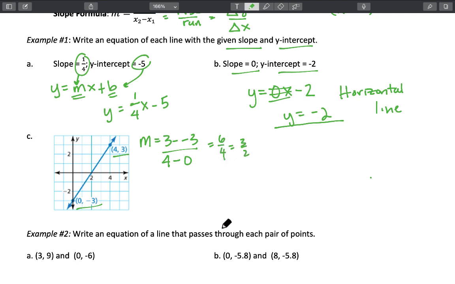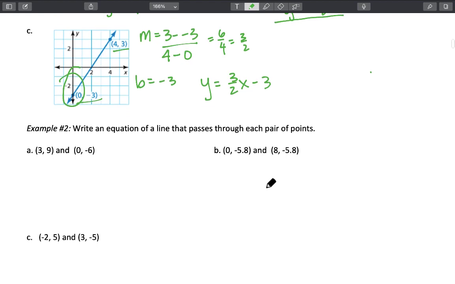So there's our slope. What about our y-intercept? So graphically, we can take a look here, and we can see where it's crossing the y-axis. Right here where x is 0, y is -3. So the value of my y-intercept is -3. Now I can write my equation, y equals 3/2 x minus 3.